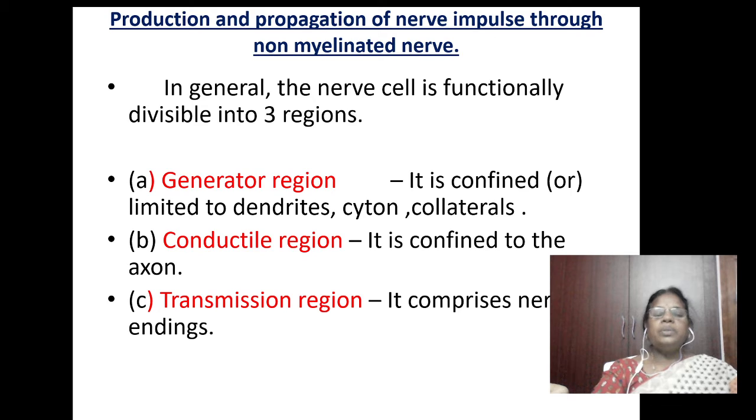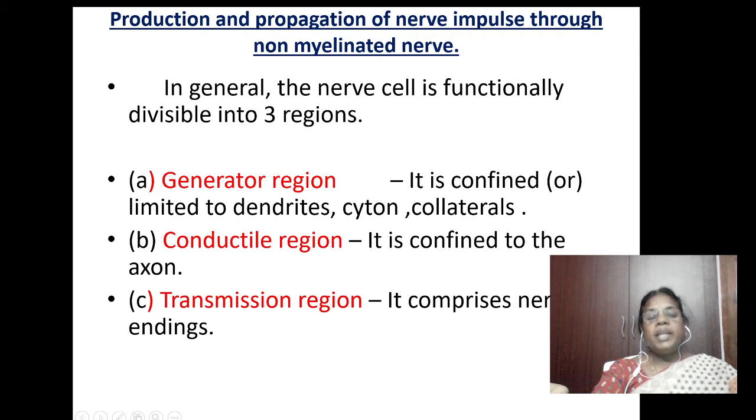So now coming to the lesson: production and propagation of nerve impulse through non-myelinated nerve. That is, the axon is not at all covered by a myelin sheath. So in general, the nerve cell is functionally divisible into three regions. One is the generator region, confined to dendrites, cyton and collaterals. Cyton means the neuron cell body or the soma of the neuron.